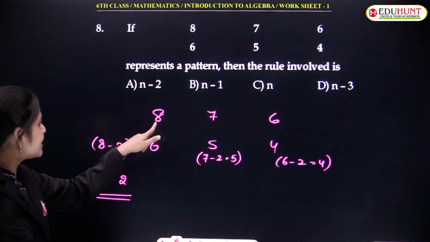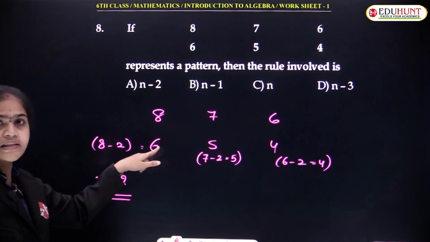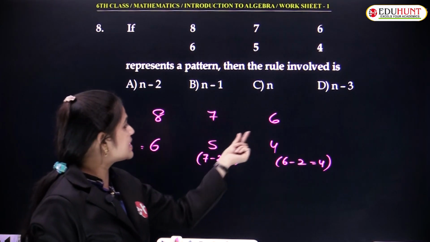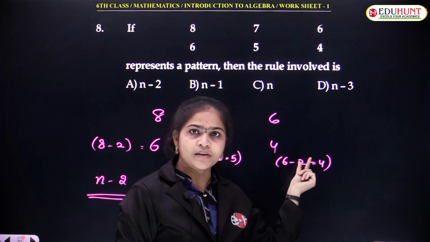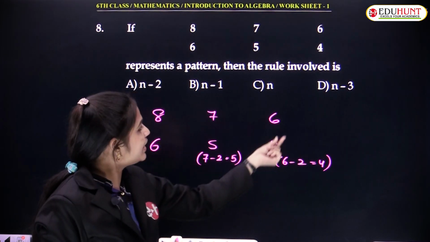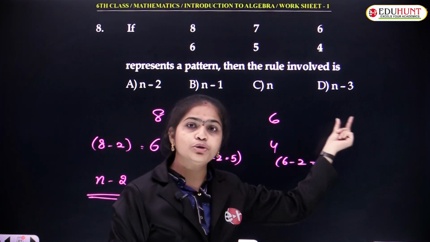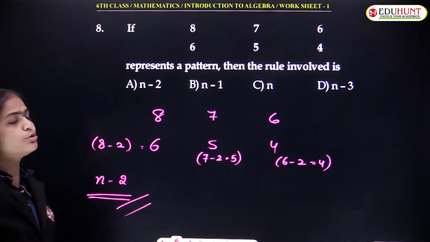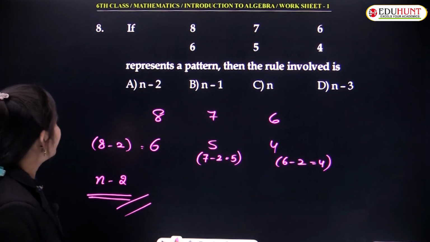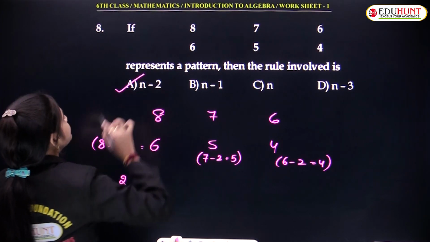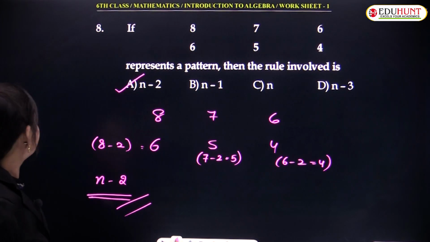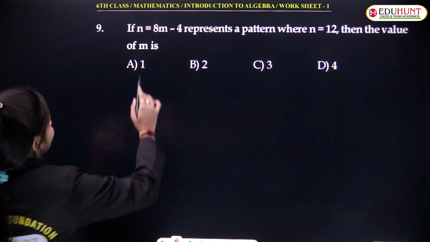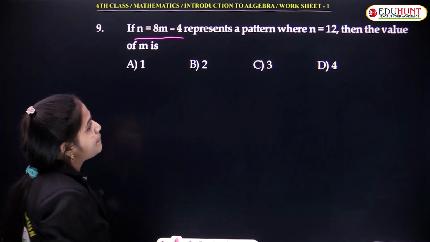Let n is equal to 8, 8 minus 2 is equal to 6. Let n is equal to 7, 7 minus 2 is 5. Let n is equal to 6, 6 minus 2 is equal to 4. As per the same way, if they give any other number, to that number also you have to follow the n minus 2 pattern. Finally what is the answer here? Option A.